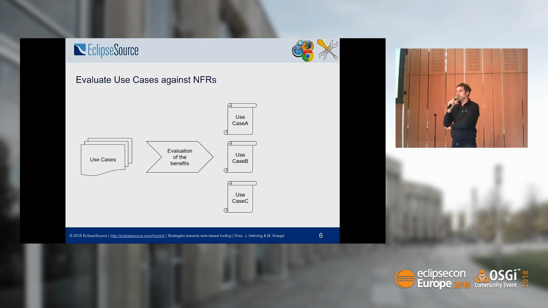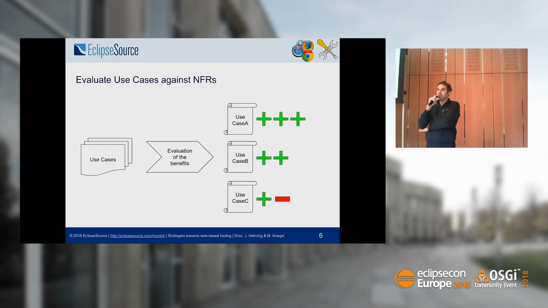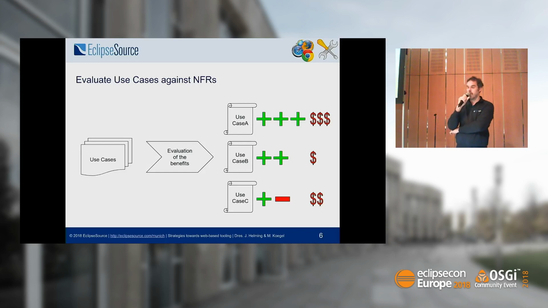Now, the scheme is very simple. Look at the use cases that you need to support with your tool, evaluate the benefits, like how much do you gain, and of course look at the costs. How much would it cost to transfer that to the web? Those two things in combination allow you to identify the most beneficial use cases for a migration, what we call the low-hanging fruits, and we suggest to start with those, obviously.